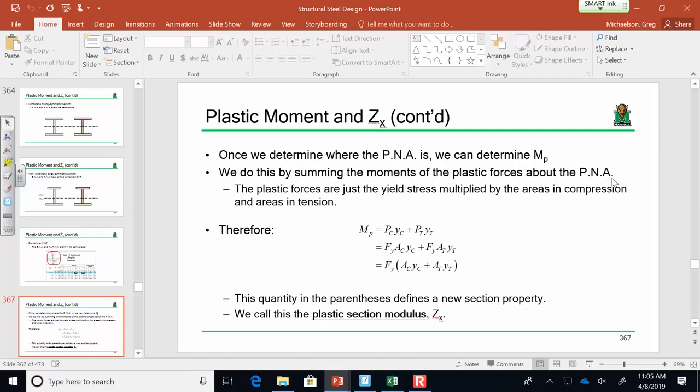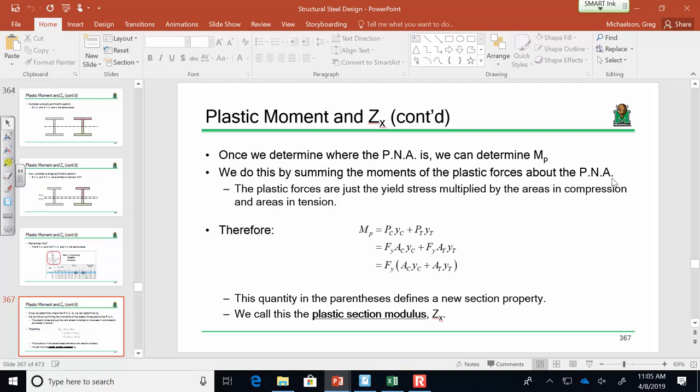How do you compute where the plastic neutral axis is, and what is this property ZX? Well, if you're dealing with a cross-section that's all of the same material and has the same yield stress, then the plastic moment is really just the forces times that moment arm. That force is going to be a stress Fy times that area, so it's just areas times moment arms. In fact, the plastic neutral axis is where compression equals tension.